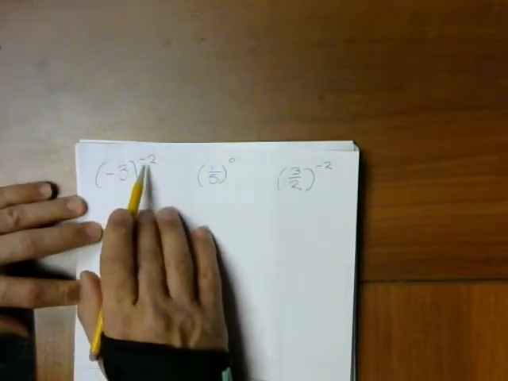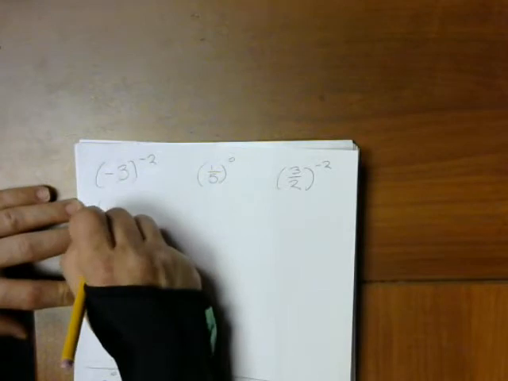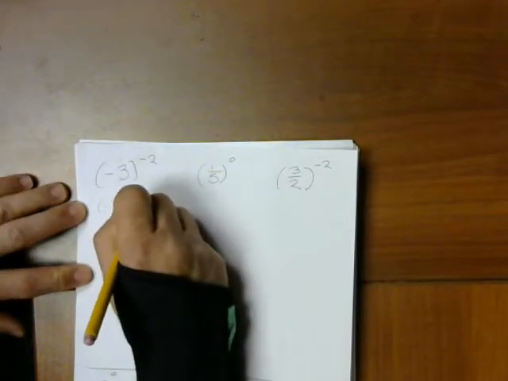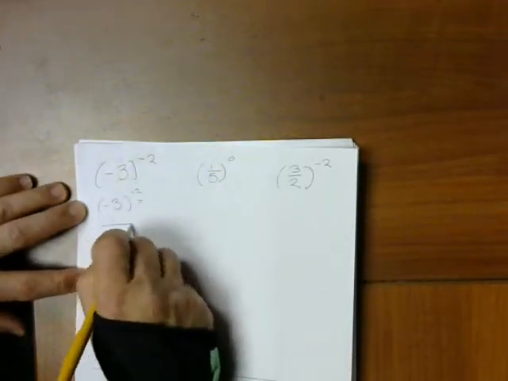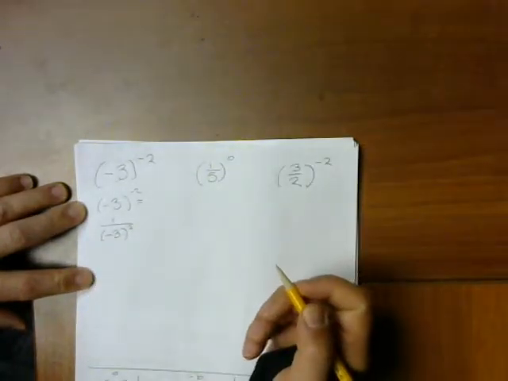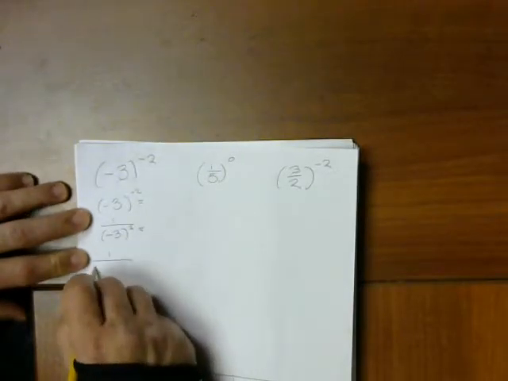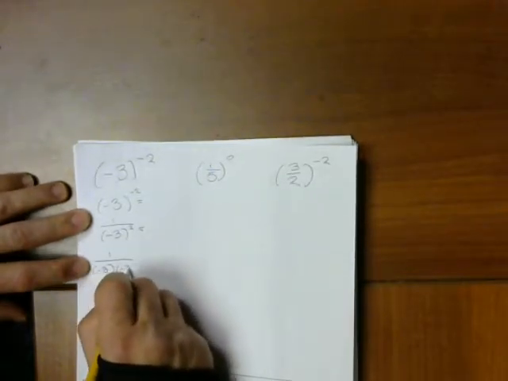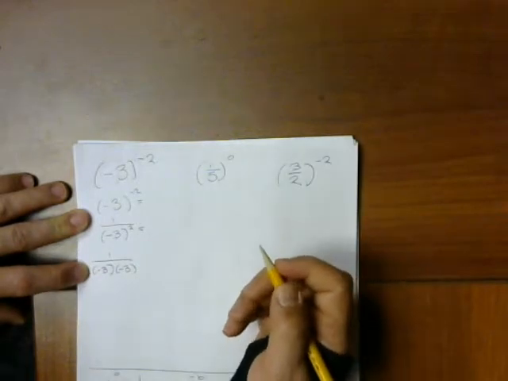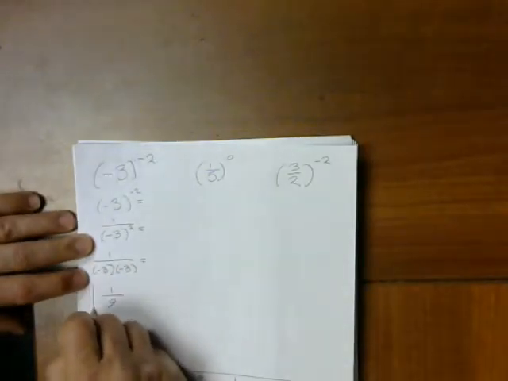Well, I have negative 3 to the negative 2. This is going to be 1 over negative 3 to the 2. That's using our rule. And what we do here is, well, this is 1 over negative 3 times negative 3, because that's what negative 3 squared means. And negative 3 times negative 3 is positive 9.